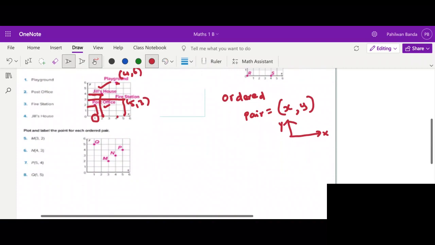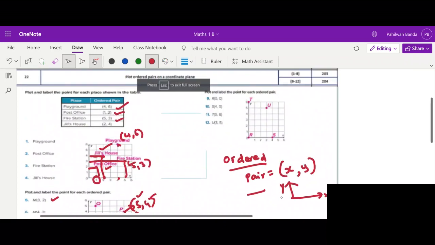Now in the same way, come to the next question. M is 3,2. Plot 3 here. Don't look here. Always the rule is on x first, then go up. 2. Where is 2? Like this. So this is 3,2. What is N? 4,3. So this is 4 and go up. This is 4,3. Next P is 5,4. So this is 5, again go up. So this is 5,4. Always the x first, next y. This is called the ordered pair.